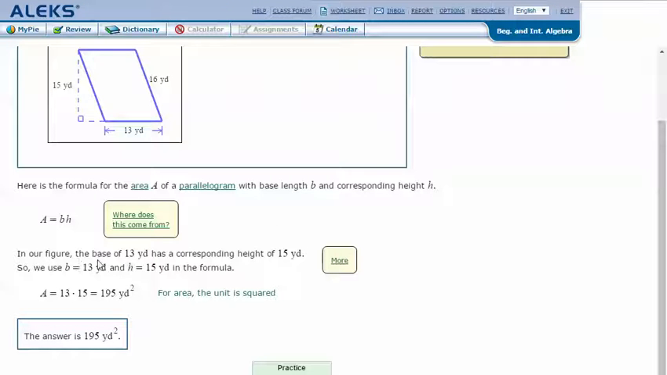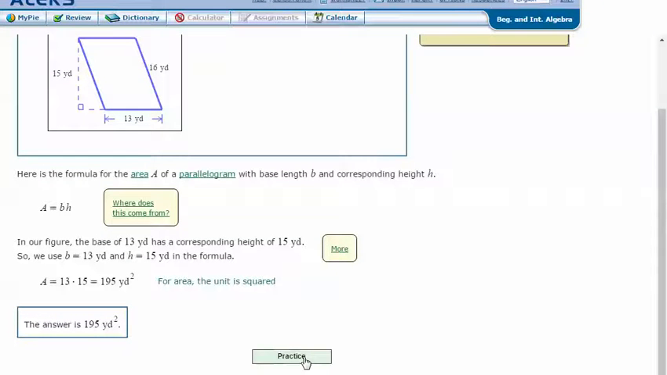In our figure, the base of 13 has a corresponding height of 15. So we use base times height in this formula. And 13 times 15 is 195, and our unit is yards squared.